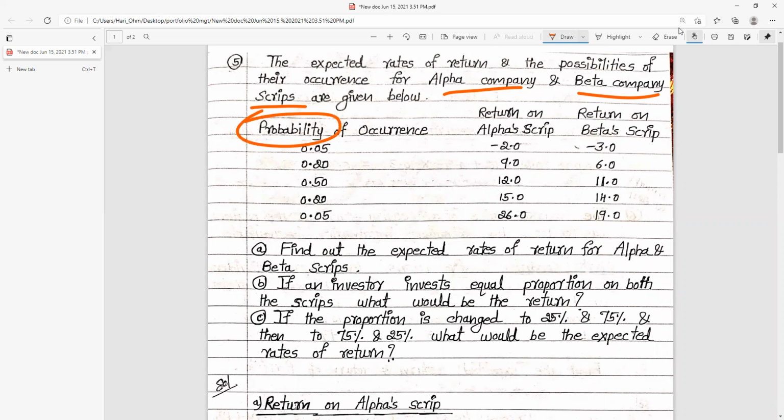See, probability is given, return on alpha and return on beta is given. The probabilities are 0.05, 0.20, 0.50, 0.20 and 0.05. Then return on alpha: -2, 9, 12, 15, 26. Return on beta: -3, 6, 11, 14, 19.